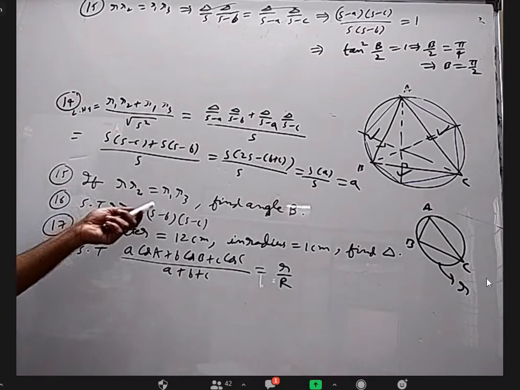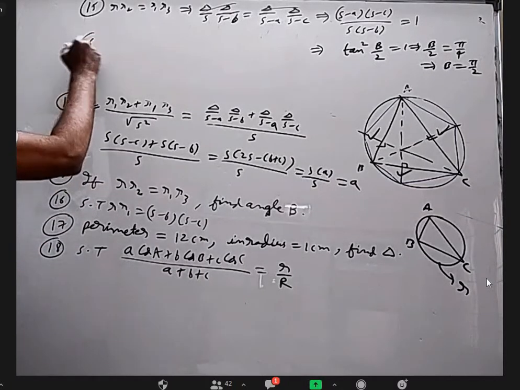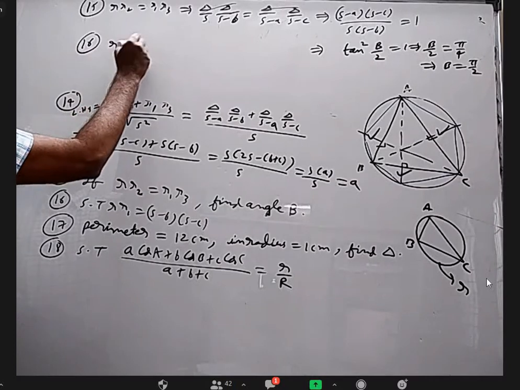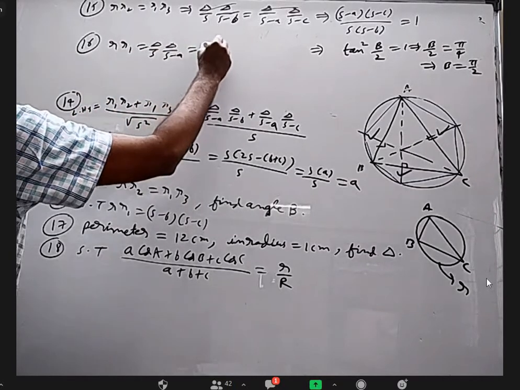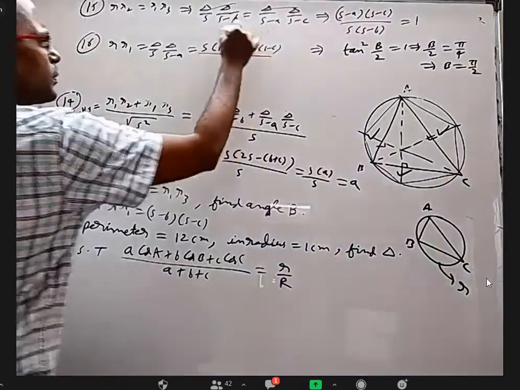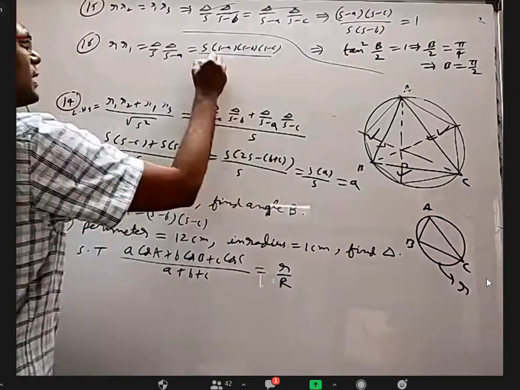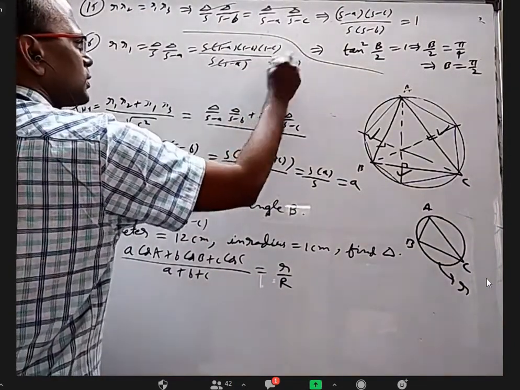16 is a very silly question. 16 is R1. This is delta by S. This is delta by S minus A. Delta square is S into S minus A into S minus B into S minus C by S into S minus A. Cancel. You got S minus B into S minus C.